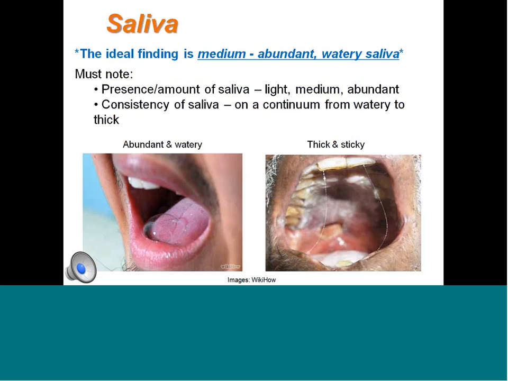amount of watery saliva. When completing an assessment, the assessor must note the presence and amount of saliva being light, medium, or abundant, as well as the consistency of the saliva on a continuum from watery to thick. Some healthy mouths may show signs of thick saliva or light to medium amounts of saliva. As long as all the tissues appear moist, saliva substitutes may not be necessary.